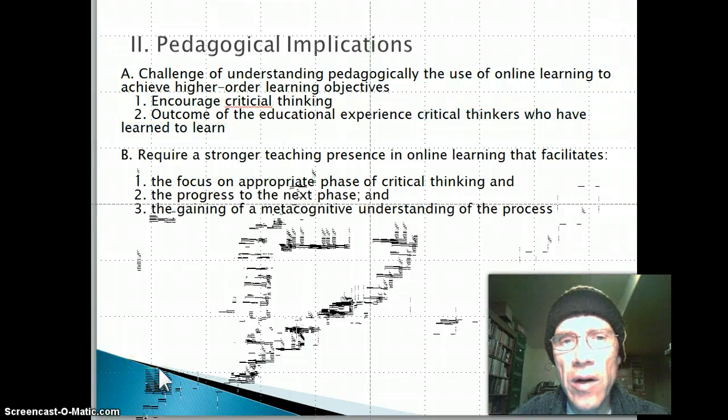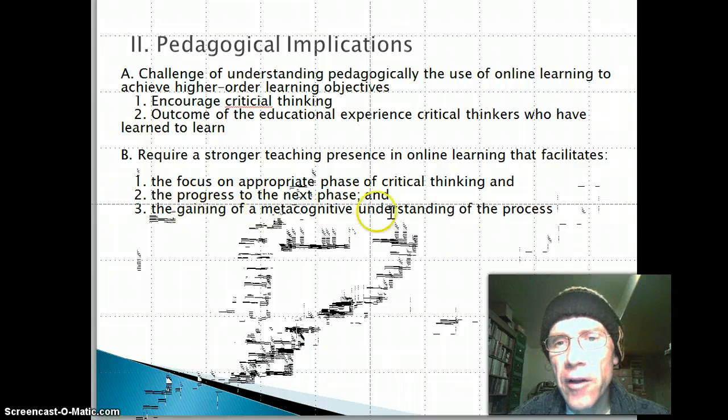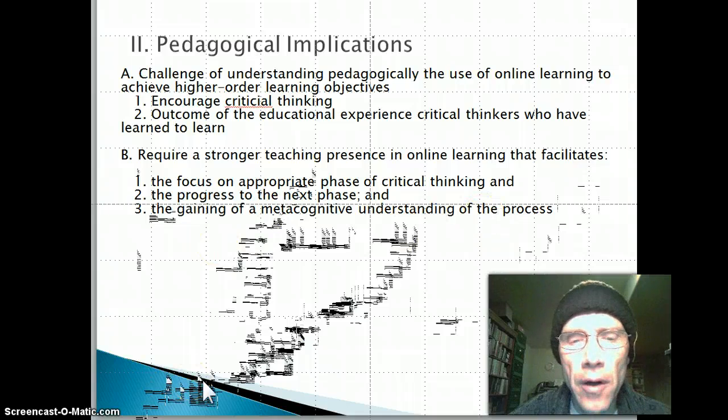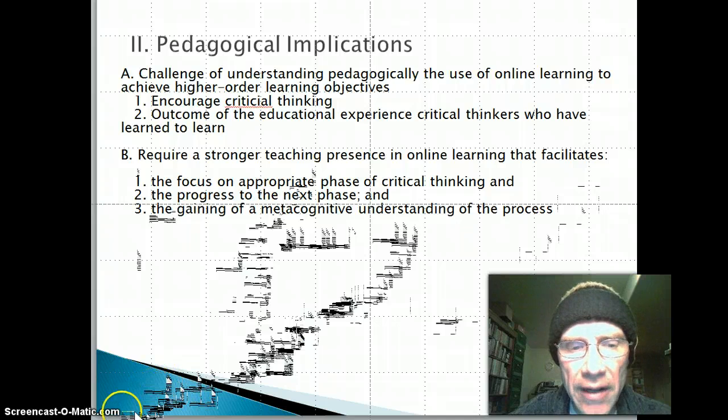Next, we have the requirement for a stronger teaching presence during online learning. The focus on the phase of critical thinking, progressing from one phase to the other, and helping the learner to gain a metacognitive understanding of the entire process. From these implications, the authors establish some guiding principles.